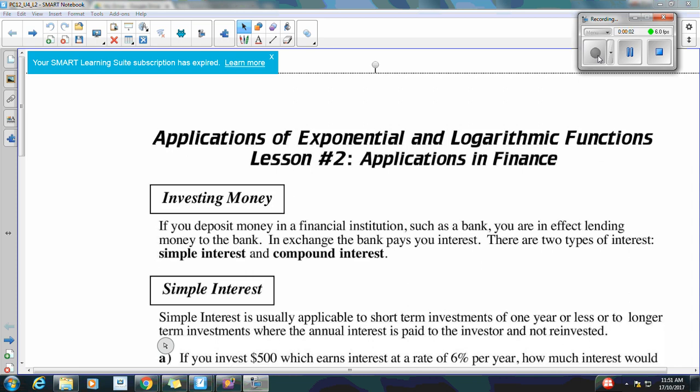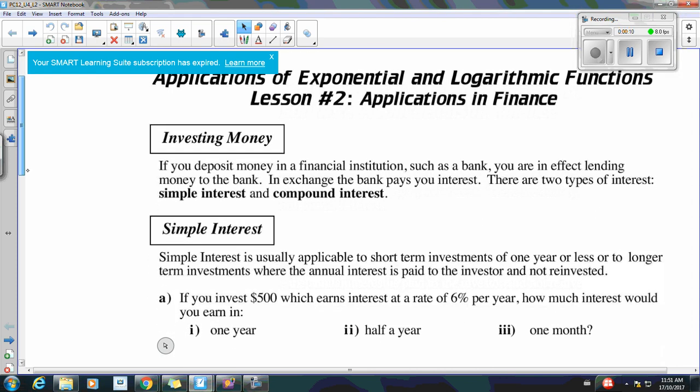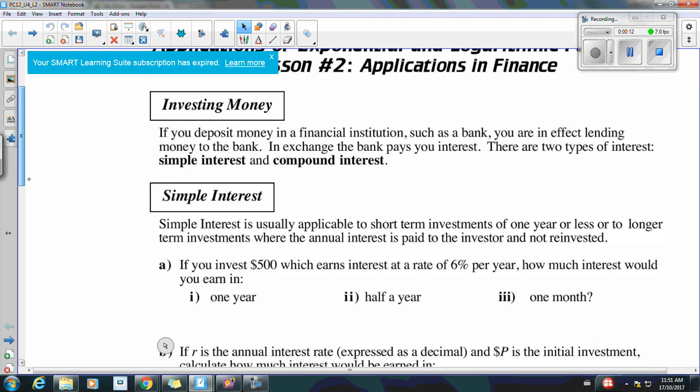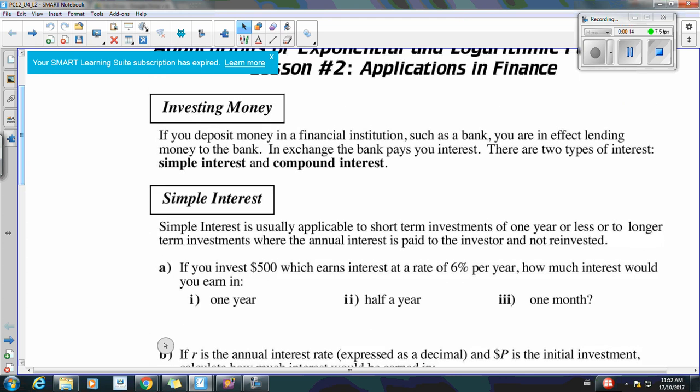Okay, lesson 2 here is applications in finance. So we're going to do some of the examples here. We won't do all of them. So basically, investing money, there's two types of interest that you get paid or that you have to pay.